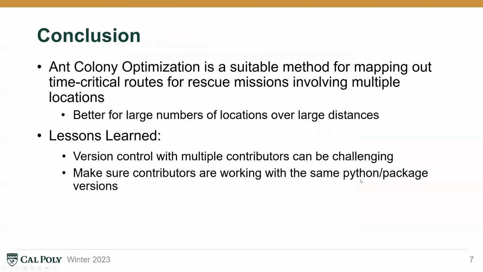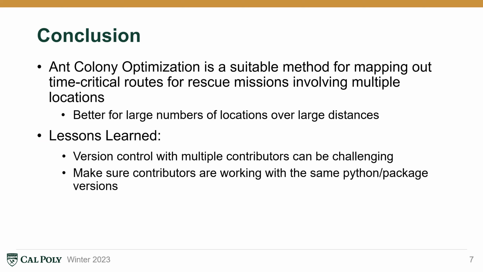Next slide, please. So overall, we found that ant colony optimization was a suitable method for mapping out time-critical routes for rescue missions involving multiple locations. It's worth mentioning that we only really see this method as useful for large numbers of stranded individuals over large distances. In the case where it's two or three, it doesn't really make sense to run this sort of algorithm to find the best path when it's fairly obvious what it's going to be. But in the case of maybe seven, eight, nine, maybe even 20, it becomes a lot less trivial what the best path would be.